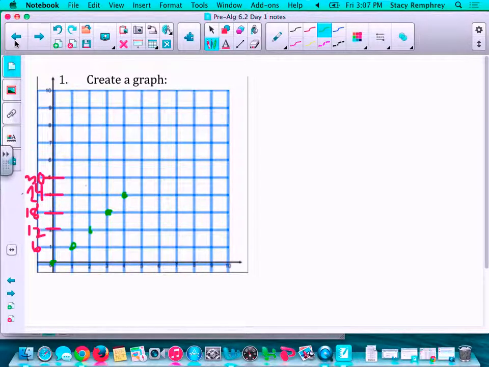Okay, so what you're working on for this day is taking a verbal description of something, and from the words you should be able to write an equation, create a table, and create a graph. So that's what this lesson was about. You took the words, you created the equation, you were able to create a table, and you were able to create a graph.